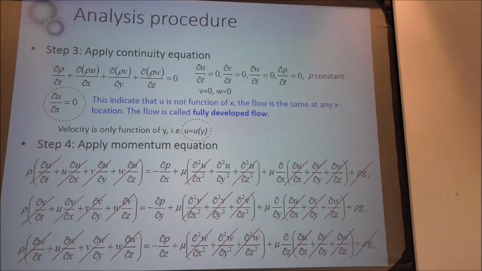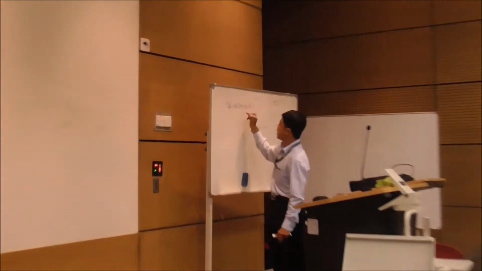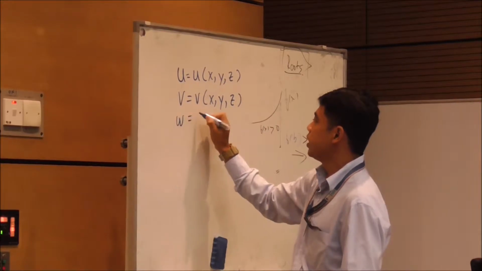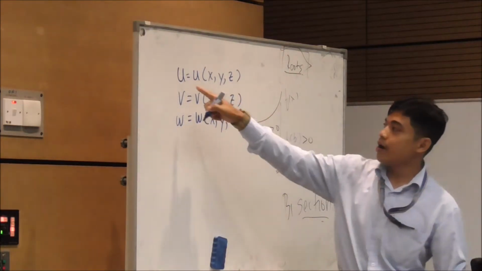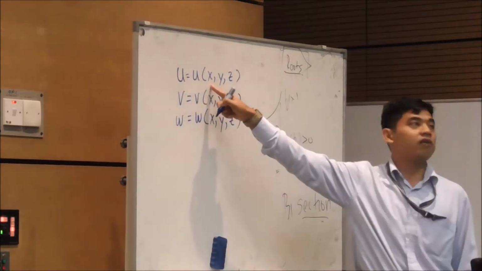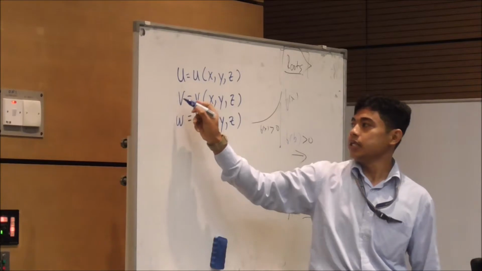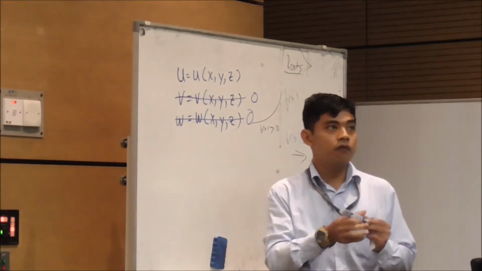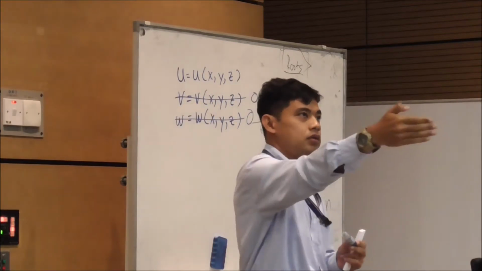Basically, you know that for every flow, u is a function of x, y, and z, v is a function of x, y, and z, and w is a function of x, y, and z. Remember this. Even though you have only u, it is not necessarily a function of x only. It can be a function of y and z. In this case, v is 0 and w is 0, because there is no flow to the top, no flow to the side. Only flow to the front.